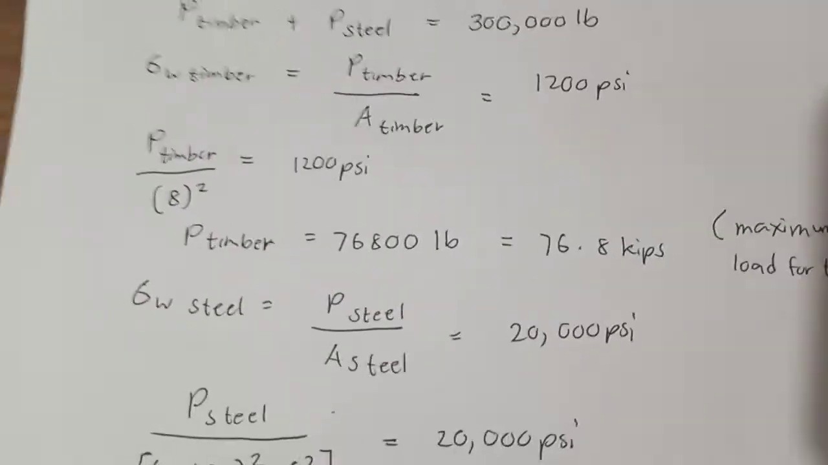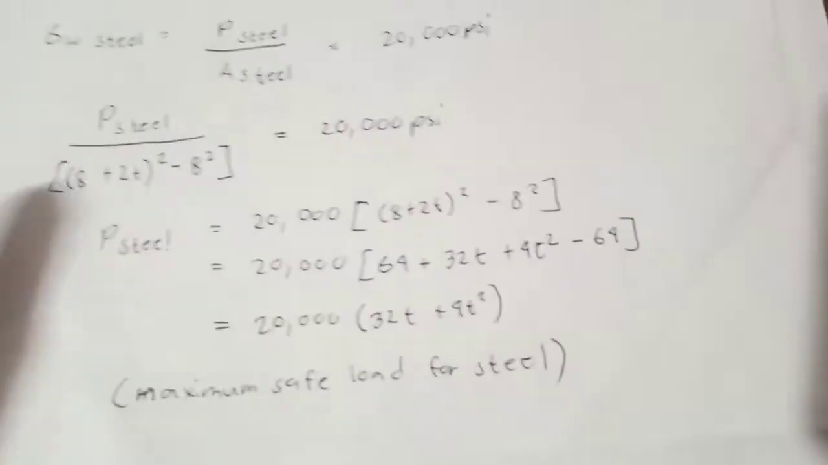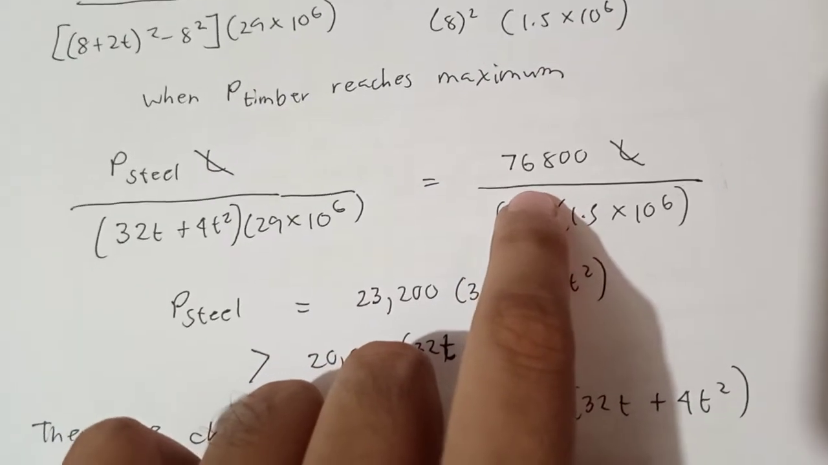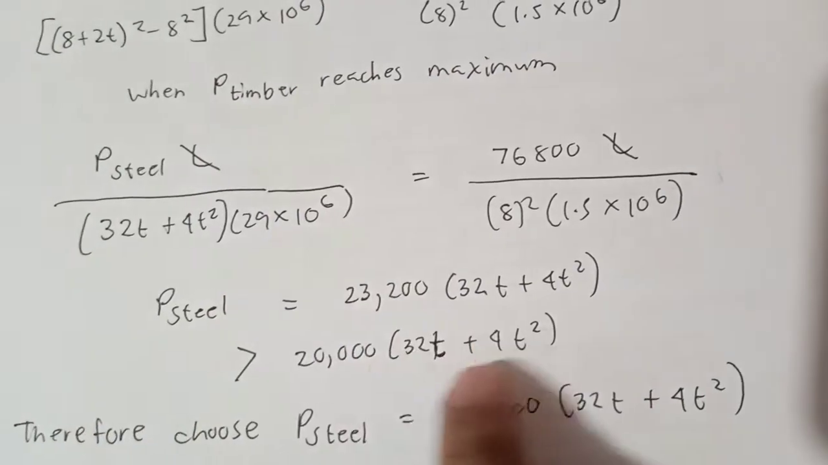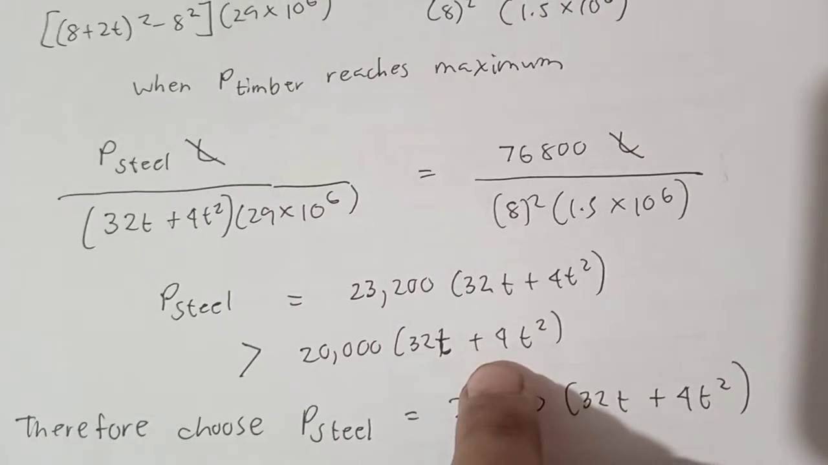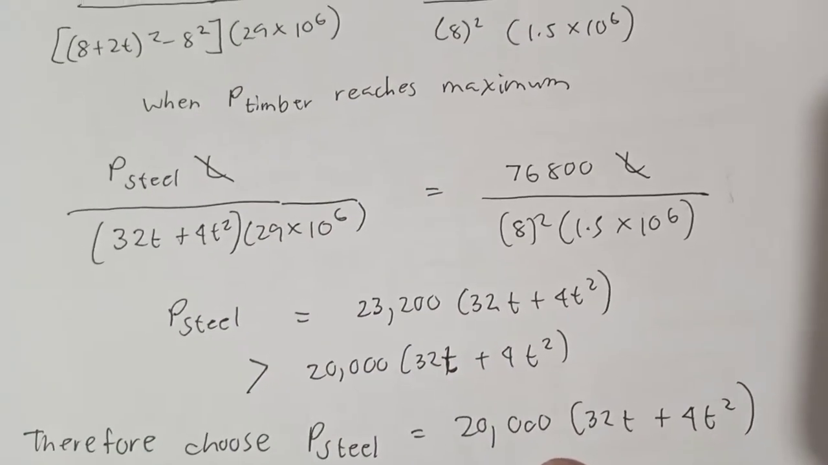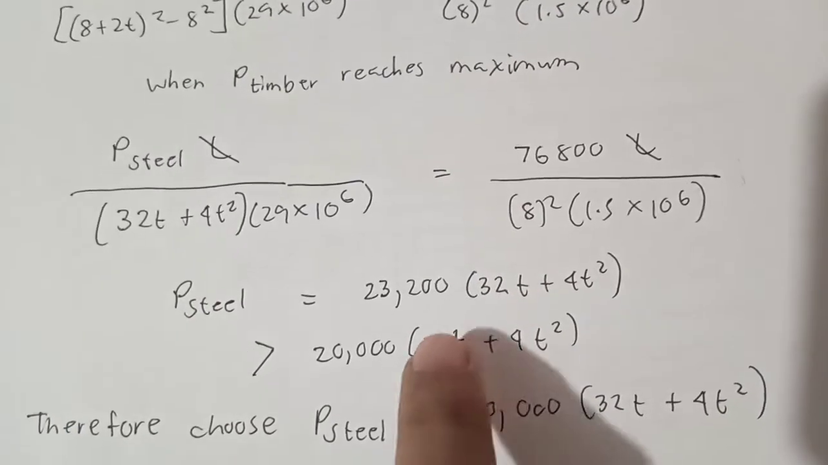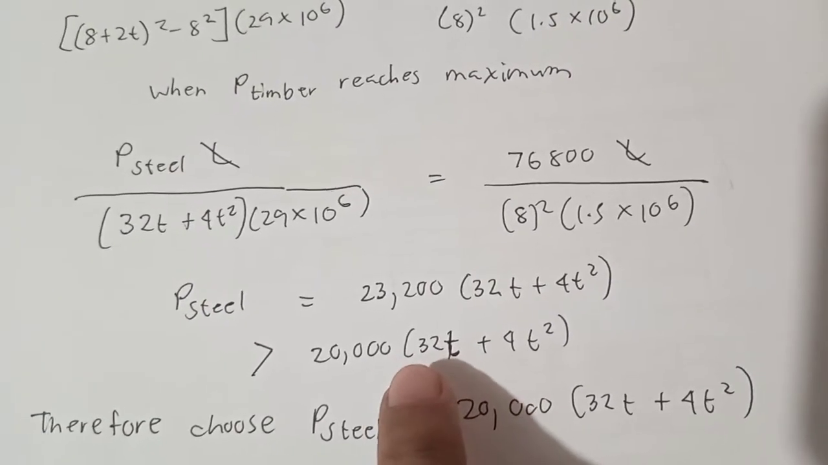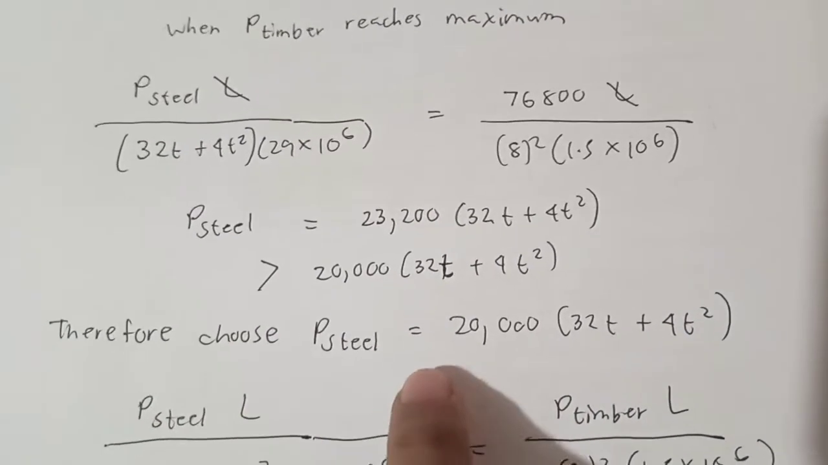So the P timber, as we previously computed, is 76.8 kips, and we substitute the timber first: 76,800. Through cross multiplication, we computed that P steel is 23,200 multiplied by (32T plus 4T squared). Therefore, our assumption that timber will reach maximum first before steel is false. If P timber reaches maximum, the steel has already exceeded the maximum safe load, so it is not a possible scenario. Therefore, choose P steel to be the smaller one.